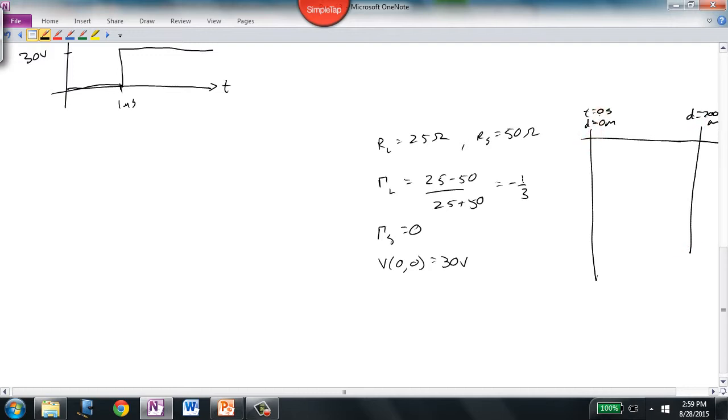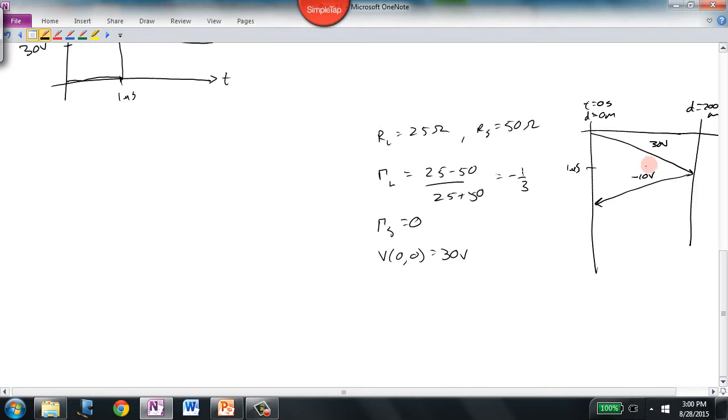What's going to happen is we've got this 30 volt wave that propagates towards the load end. It reaches the load end at 1 microsecond. When it gets there, it's going to get reflected back towards the source. The value of this voltage reflection is the reflection coefficient at the load times the voltage, so negative 1/3 times 30 volts. This is going to be a negative 10 volt wave. When it reaches this end, the reflection coefficient is 0, so there is no further reflection.